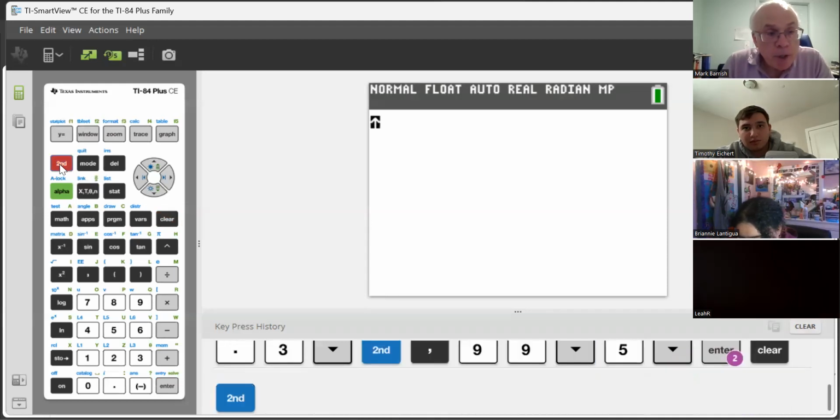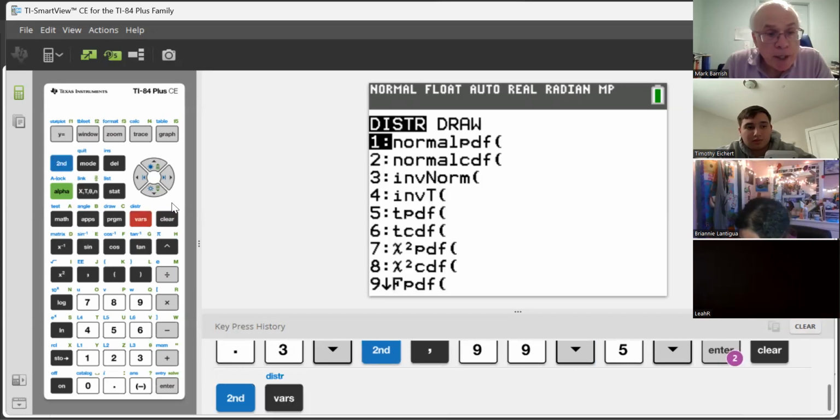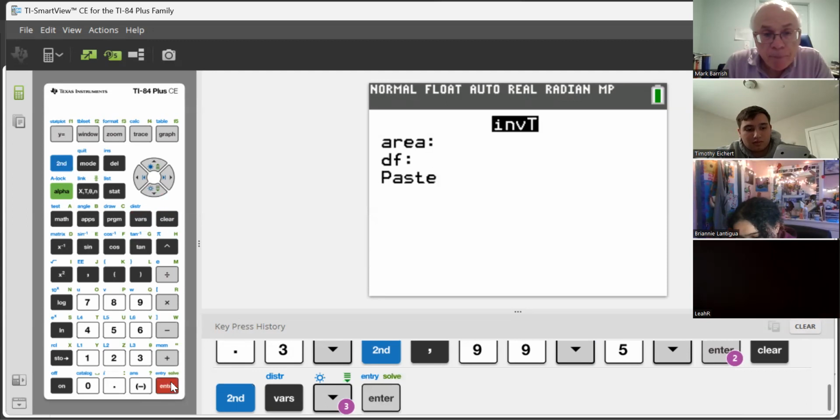So we're going to use inverse t. And again, those with the 83, just follow along. You're going to be doing this another way. I'll show you on Wednesday about that. Now, if it's a 95% confidence interval, that means the middle area is 95%. We have 2.5% on the left tail, 2.5% on the right tail. Can somebody tell me what area we would put in here to find the positive t?